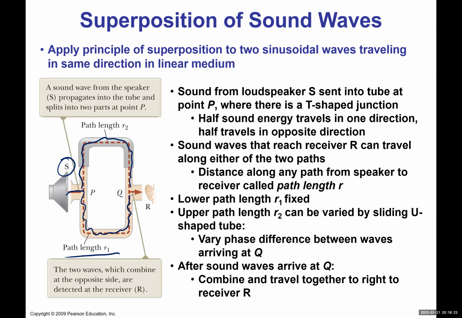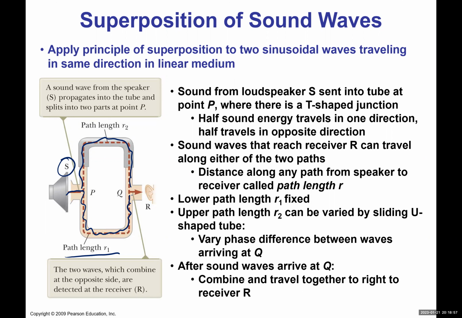I mean, let's say crest and crest would have been constructive, but for example, if it's crest and trough, or any other combination, then you can get some difference in the frequency, in the pitch of the sound. So the idea here is we're going to be looking at some problems like this. So you have, let's say, two waves. One wave is traveling path length R1, the second one traveling path length R2.